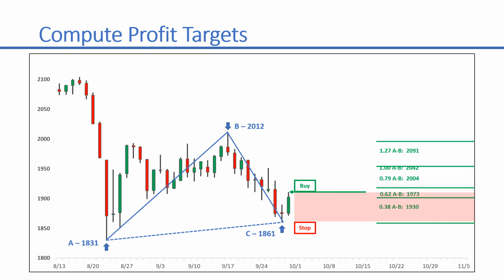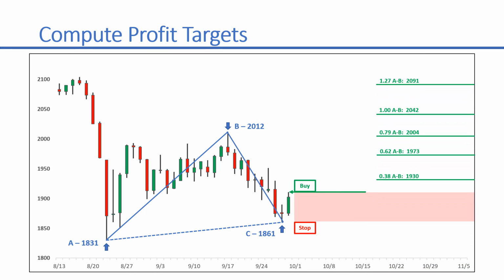Fibonacci ratios are applied to the length of the AB swing to project target profit levels from point C. For example, when you add 38% of the length of AB to the price level of point C, you get a target of 1930. Adding 62% of the length of AB gives you a target of 1973. You can review the Fibonacci retracement levels and test the math on your own.